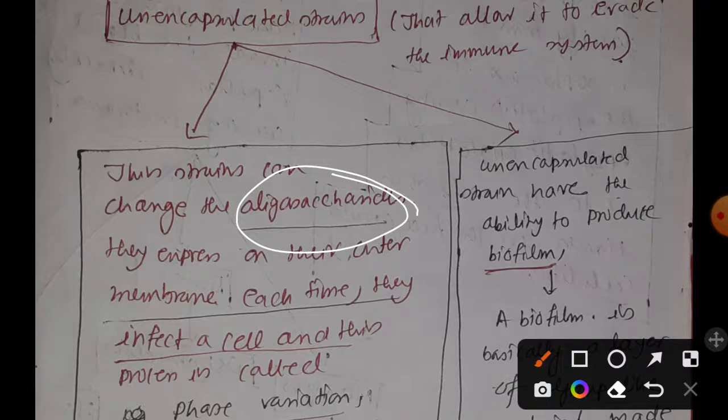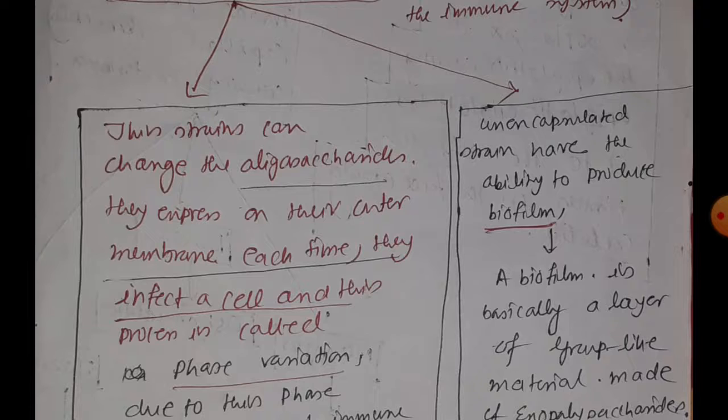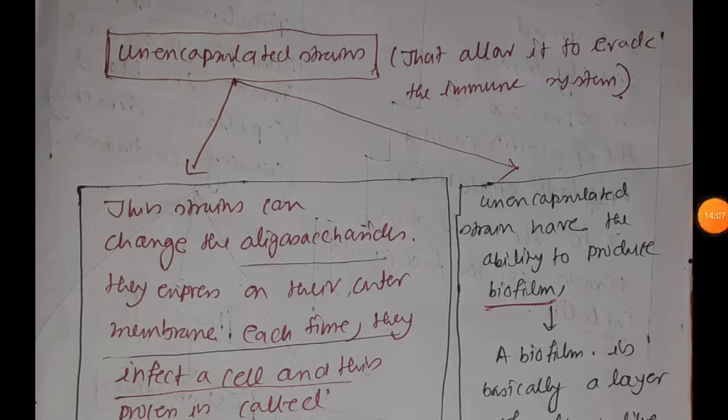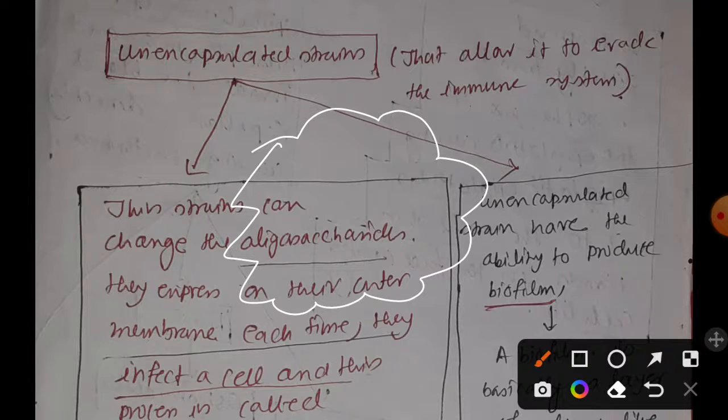As a result, the immune system of our host defense cannot remember them. And the immediate and specific immune response, which is a characteristic of the secondary immune response, cannot be generated here. That is the most important feature of the unencapsulated strain. Another is that unencapsulated strains have the ability to produce a layer of gum-like substances called biofilm. These biofilms are made up of exopolysaccharide, that is EPS, very important for MCQ.